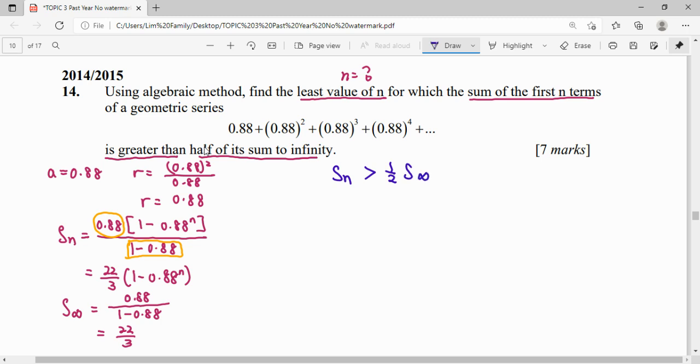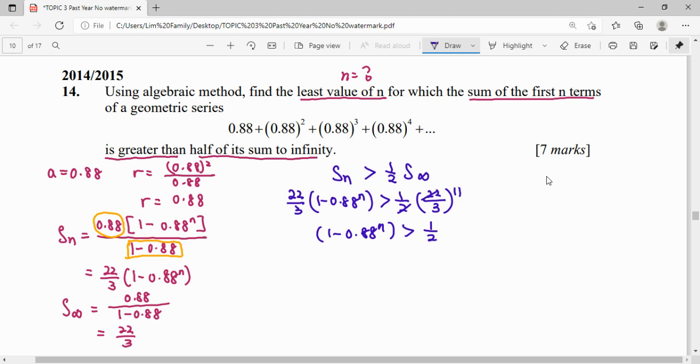So I will substitute the values that we already found. Sn is equal to 22 over 3 in the bracket 1 minus 0.88 to the power of n. Then 1 over 2 of the sum to infinity, which I found just now is 22 over 3. So we can simplify this to 11 over 3. And then we can simplify some more. We can times by 3 divided by 22. So when you times 3 divided by 22, it will be 1 over 2.